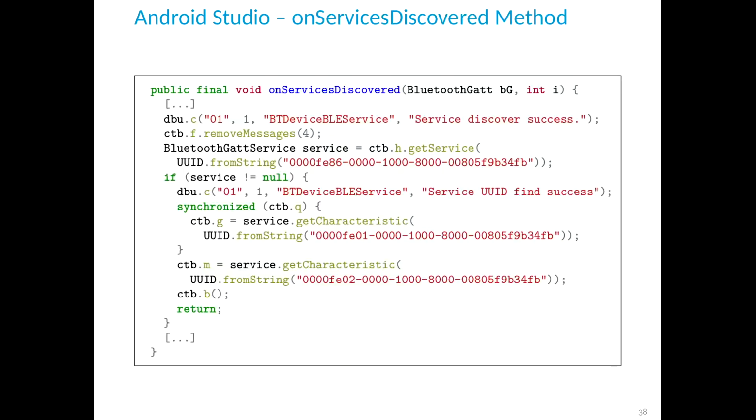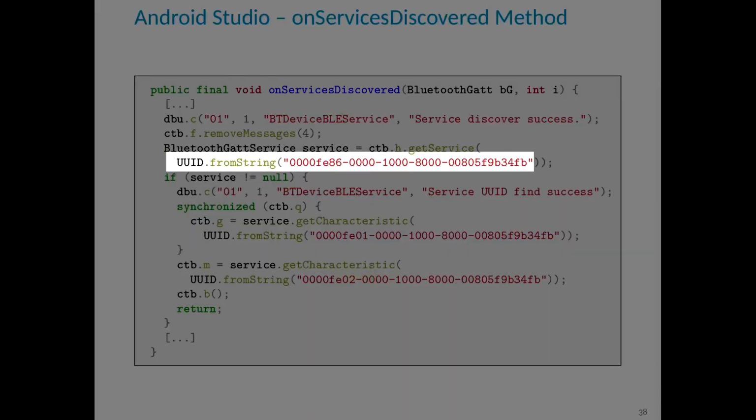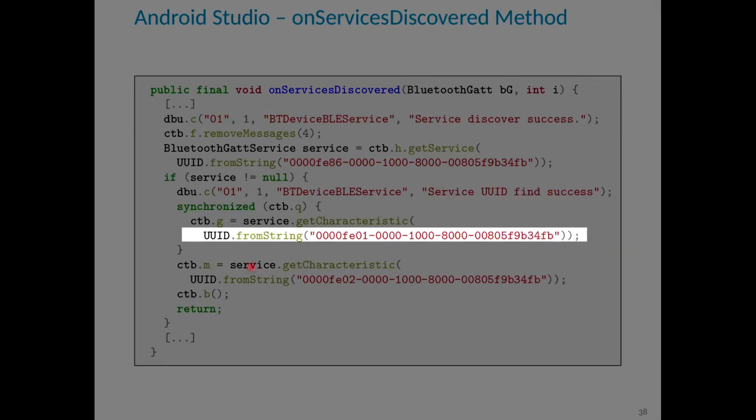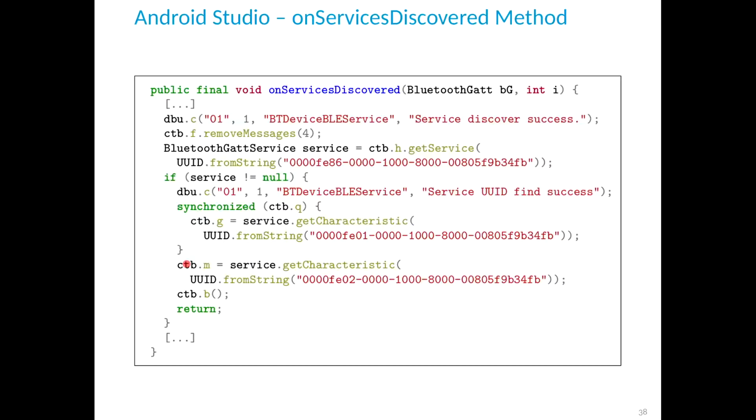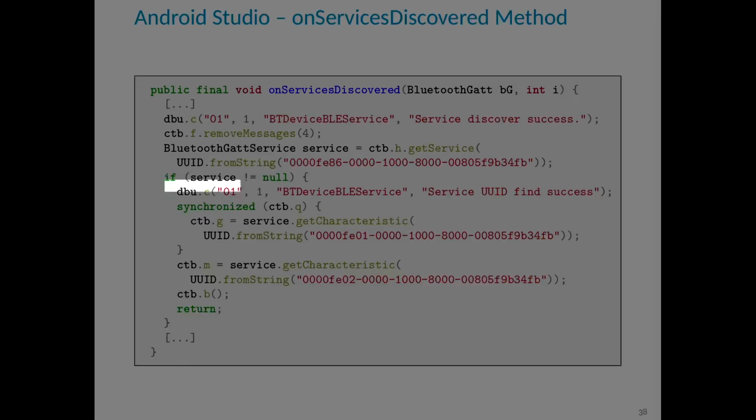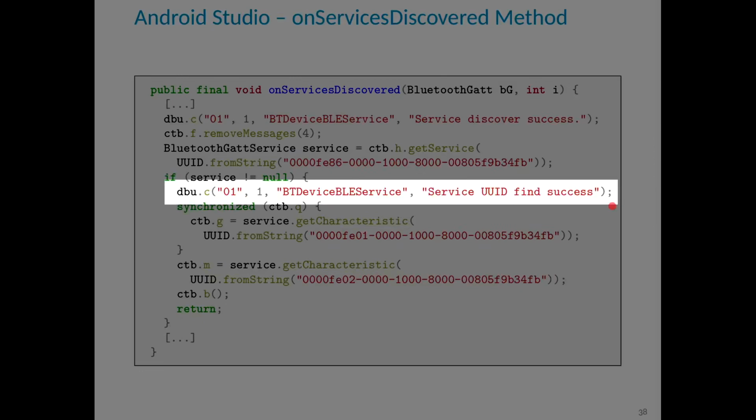And I found one class which also contained this method, the method onServicesDiscovered. In my opinion, this method is very interesting because it has the UUIDs in here which are used by the characteristics and the services in the GATT layer. And I found them already with Wireshark. And you also have some strings in this method, for example, this one here.